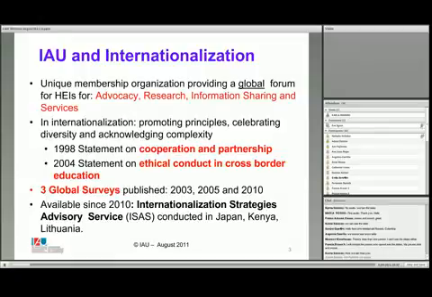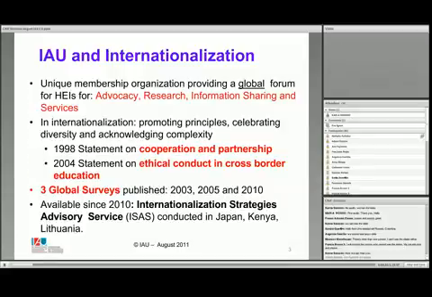Some of the work that we have undertaken is noted here. For example, in 1998, IAU developed a statement of principles focusing on promoting cooperation and partnership. It was tabled at the World Conference on Higher Education held here in Paris by UNESCO, and it sets out some of the important key principles that this association promotes.